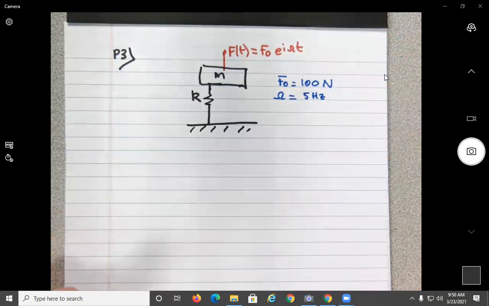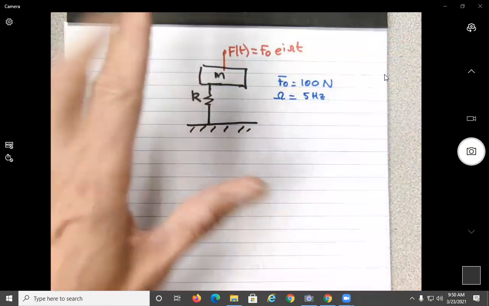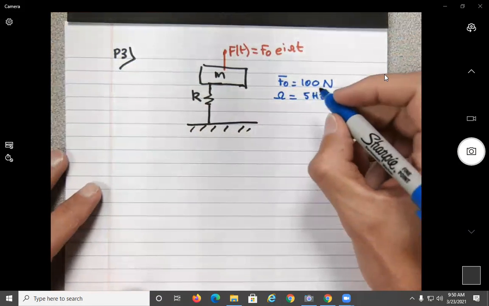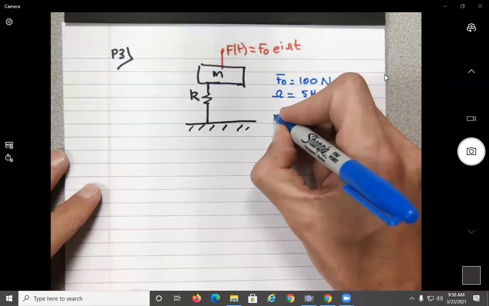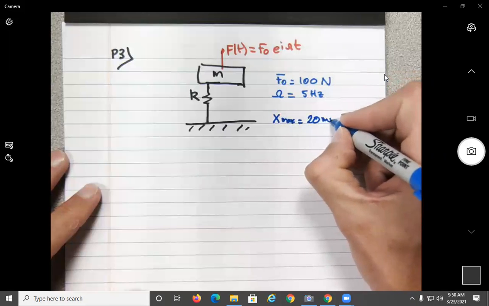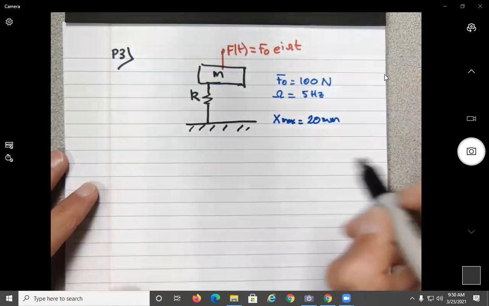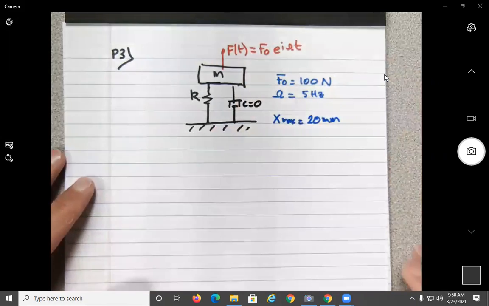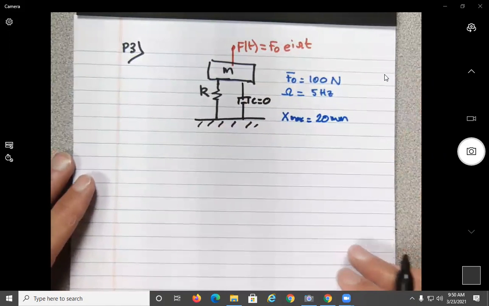Okay, so there's no damping. I was just waiting to see if there was damping, but there's no damping. And they tell you the amplitude of the forced motion of the mass is observed to be 20 millimeters. So X max is equal to 20 millimeters. And if I had to put a damper here, there is no damping, no? Okay.